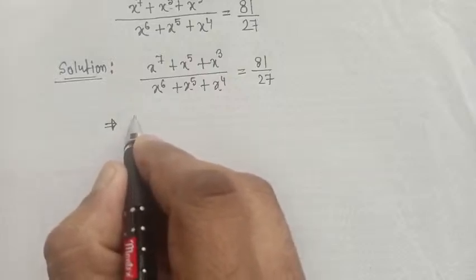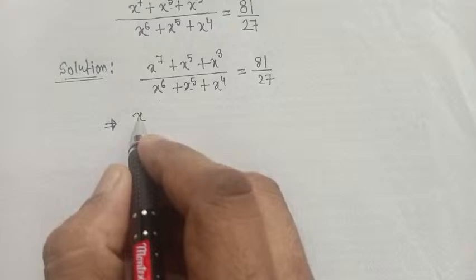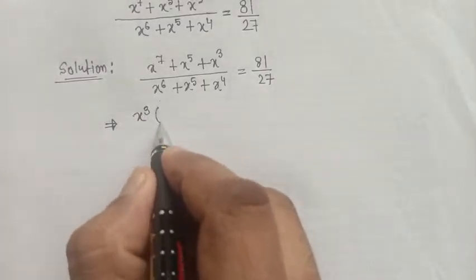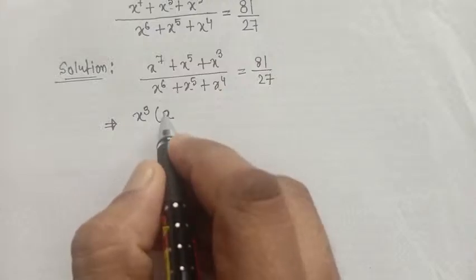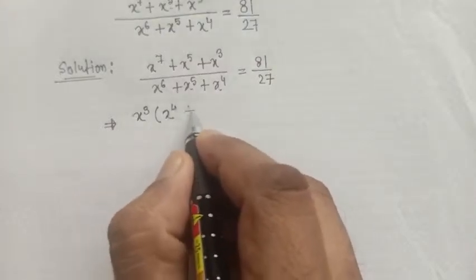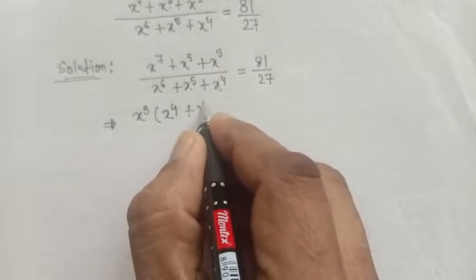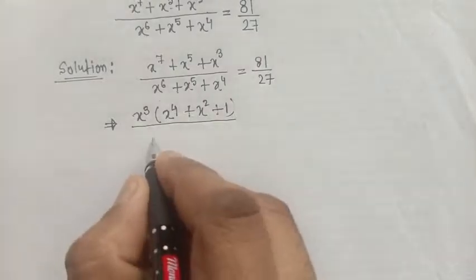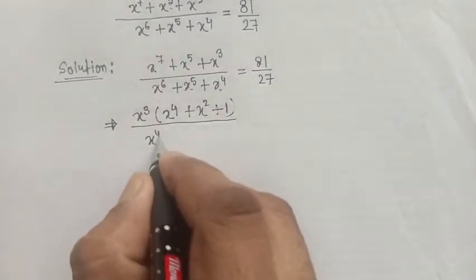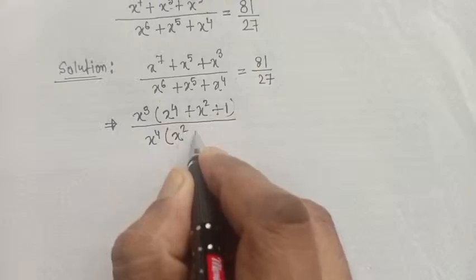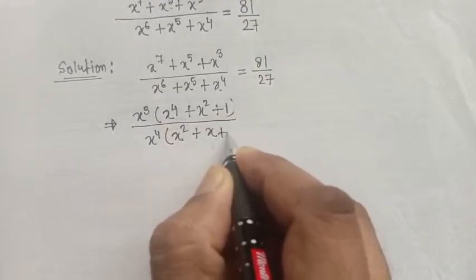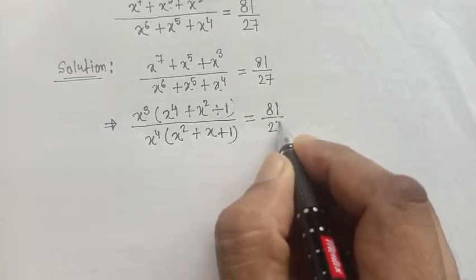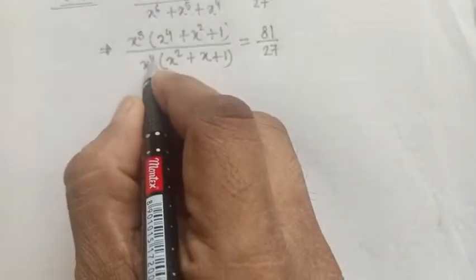Now we are taking common x cube from above, so the remaining part will be x to the power 4 plus x square plus 1, and the lower part, if we take common x to the power 4, will be x square plus x plus 1, and it will be same like 81 by 27.